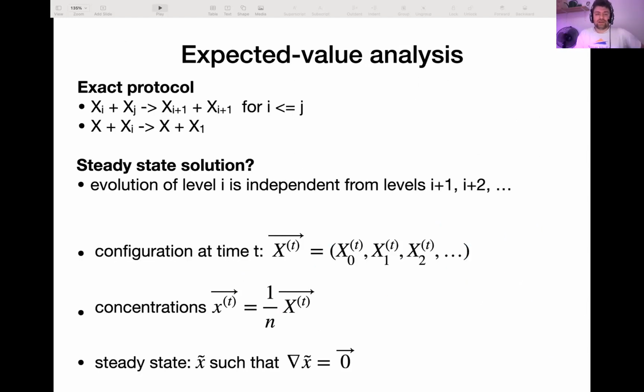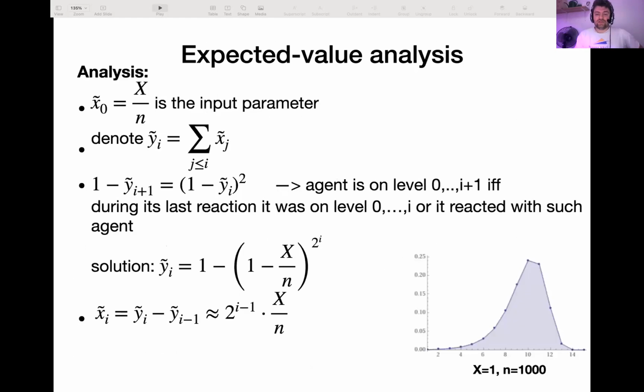And the expected value analysis, by expected value analysis I mean we just think of the number of x's as the state of a protocol, and we can look at what is the expected change of the counts under a randomly picked interaction, and we look for such a state that the gradient is 0, the expected change is 0.